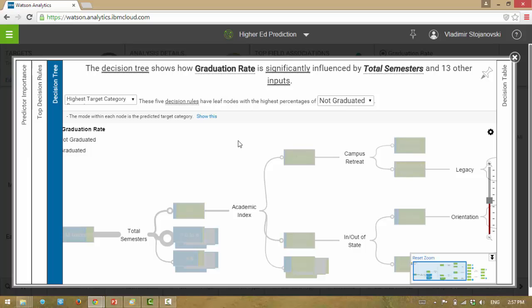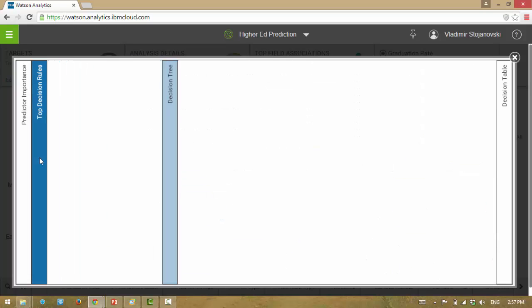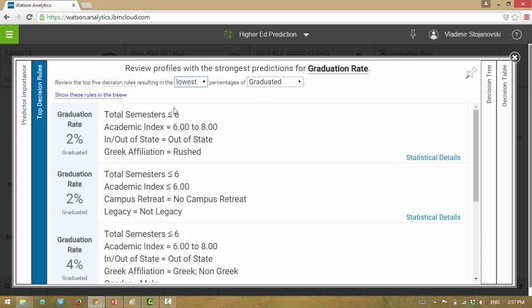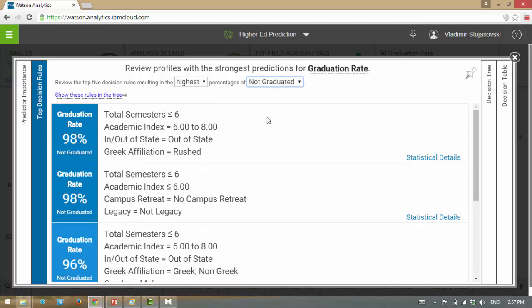Another way to view this is by looking at the decision rules themselves. This is a very clear and concise way to understand when students graduate. So students that follow these rules have a 100% rate of graduation. Students that follow these rules have the lowest level of graduation. Another way to look at this is students have the highest percentage of non-graduates. So if students follow these rules, then 98% of them will not graduate.